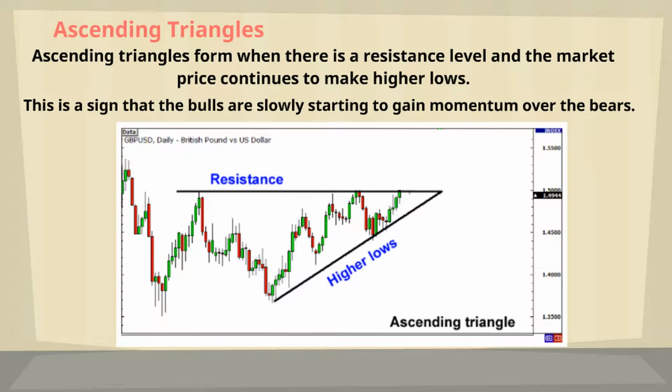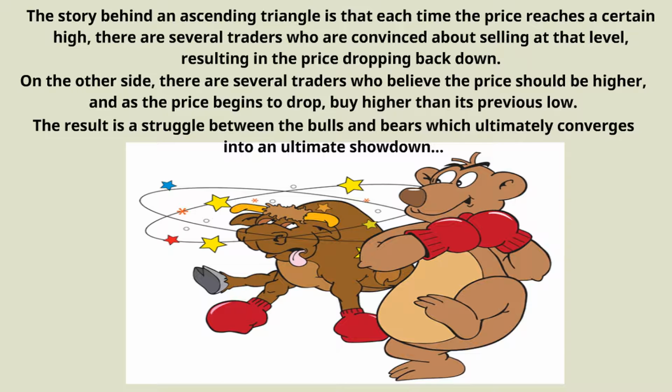Let me tell you about ascending triangles. Ascending triangles form when there is a resistance level and the market price continues to make higher lows. This is a sign that the bulls are slowly starting to gain momentum over the bears. The story behind an ascending triangle is that each time the price reaches a certain high, there are several traders who are convinced about selling at that level, resulting in the price dropping back down.